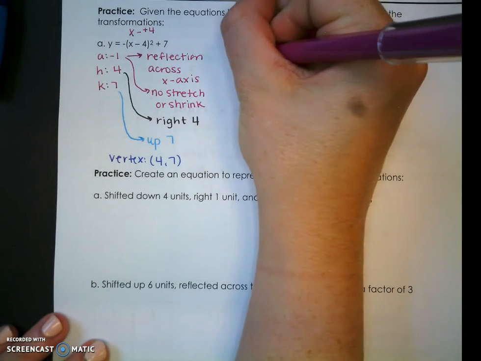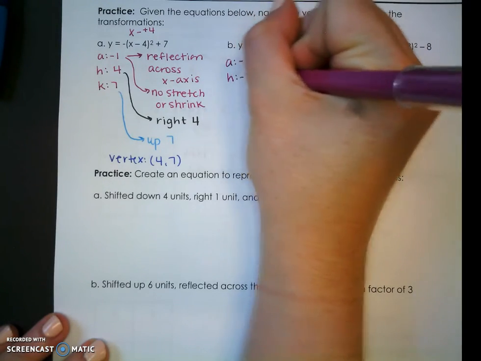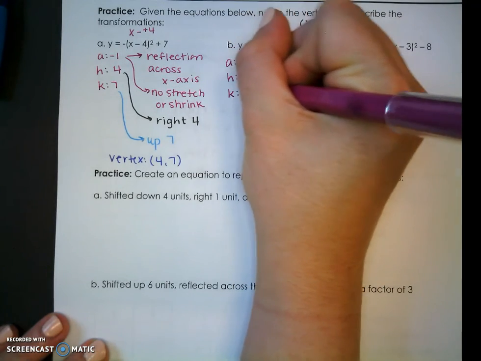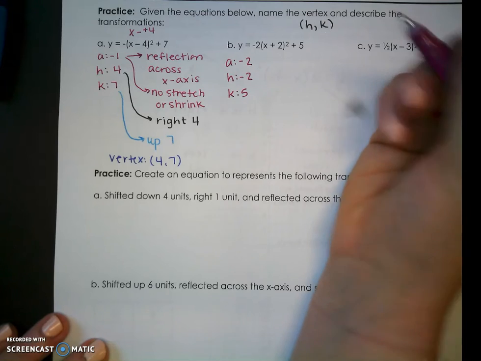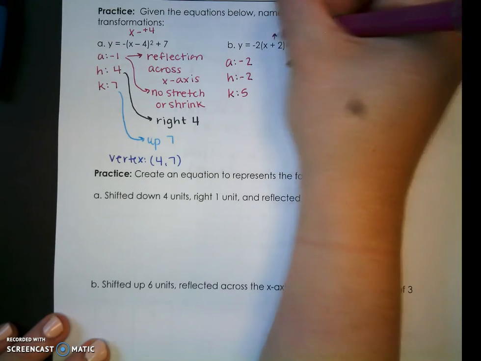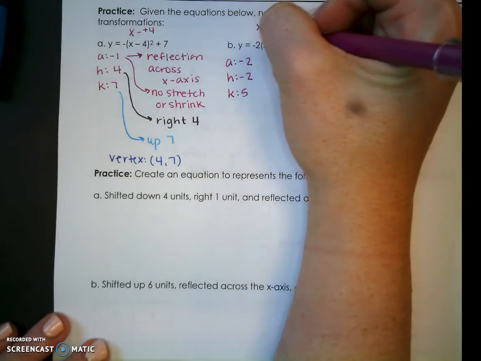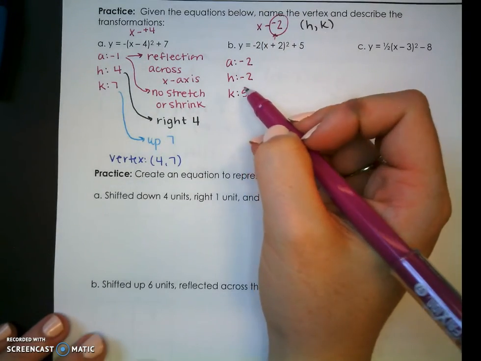So on B, my A is -2, my H is -2, my K is 5. Now if you're saying, where are you getting -2 from, remember that x plus 2 is x minus -2.